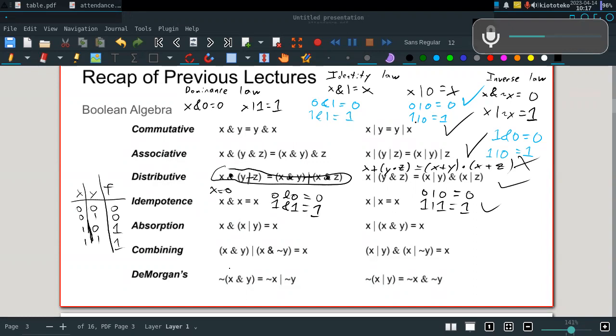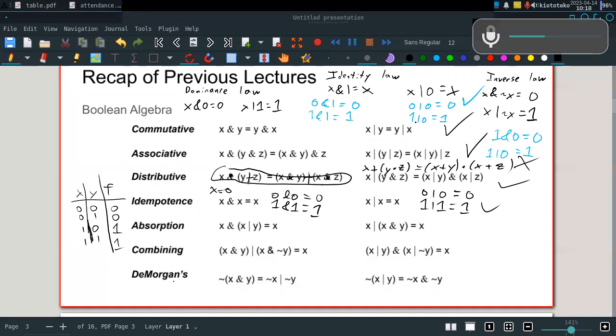And finally, De Morgan's law, which tells us that whenever you have a complement of something in a parenthesis, you basically change the operator. If it was an and, you change it to an or, and complement the literals inside. And you can apply this with many terms inside parentheses.